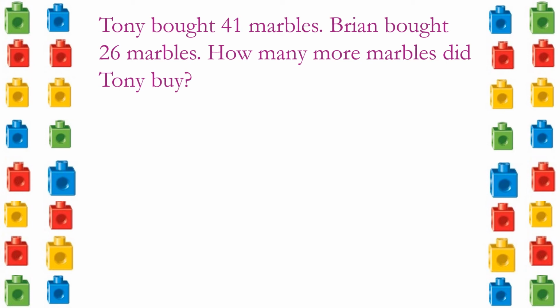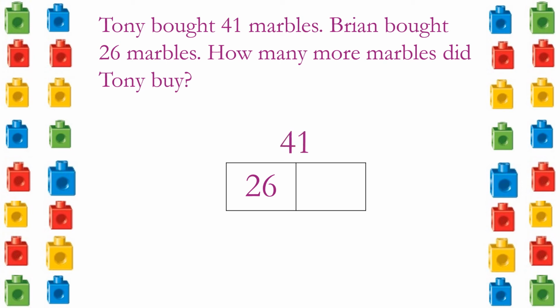Let's look at another example. Tony bought 41 marbles. Brian bought 26 marbles. How many more marbles did Tony buy? This is the same type of problem. Well, Brian bought 26. And we know Tony has 41, but we don't know how many more he has than Brian. So let's use this bar diagram.